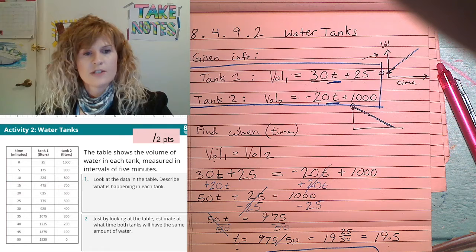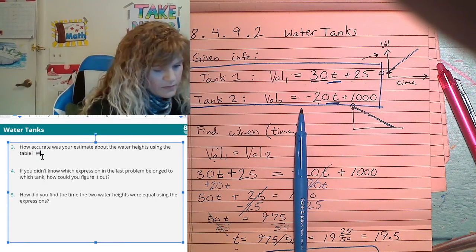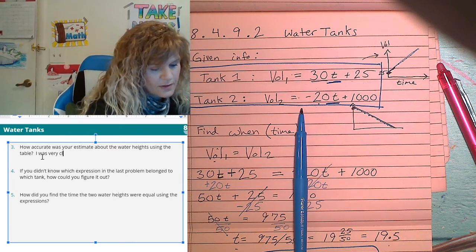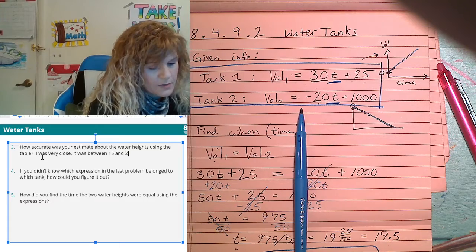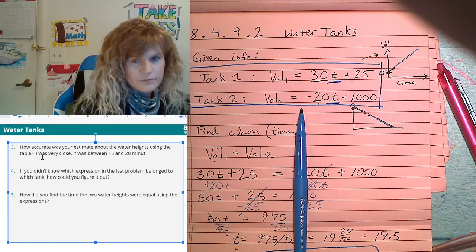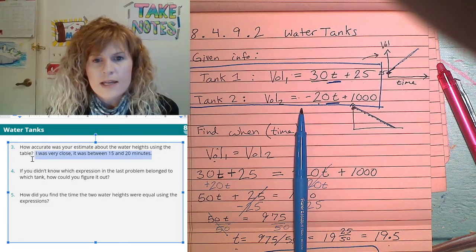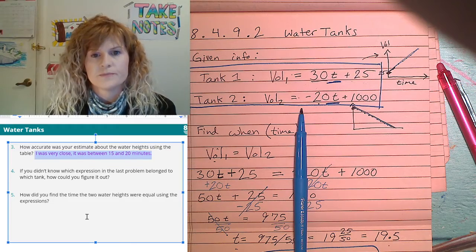Let me answer that question. How accurate were we? I'll say I. You can say I. I was very close. It was between 15 and 20 minutes. I think it's nice if you put your answers in a different color. So choose whatever color you like.